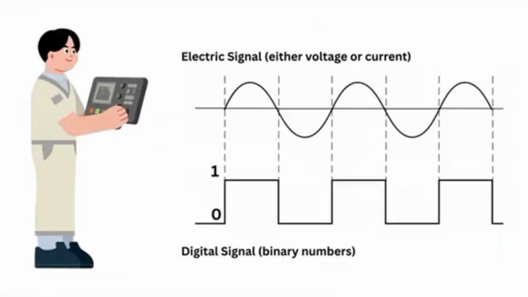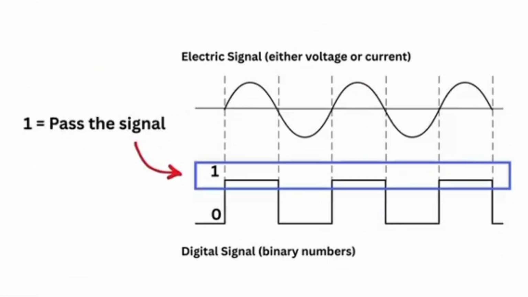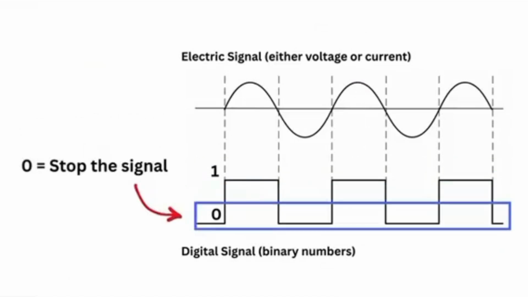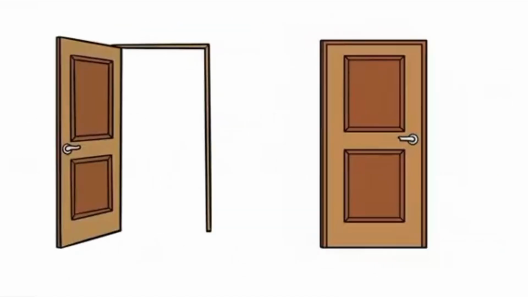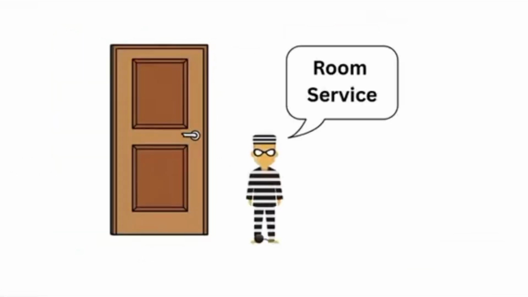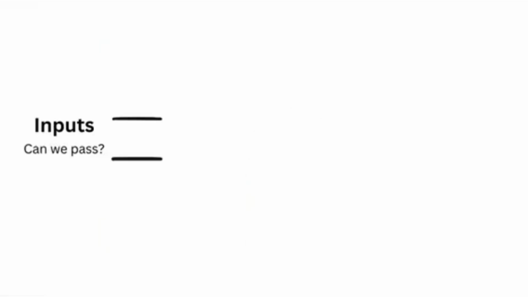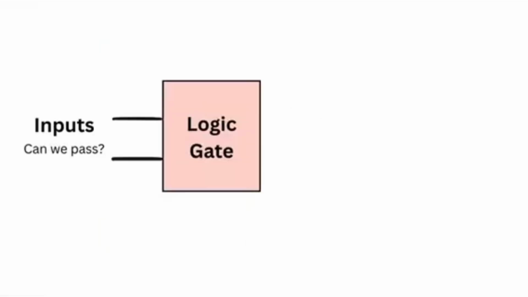But the question is, how do we control these signals? How do we decide when a signal should pass and when it should stop? That is where logic gates come in. Think about the gate of your house. If the gate is open, a person can enter. If the gate is closed, no one can enter. In the same way, a logic gate controls whether a digital signal should pass through or not.